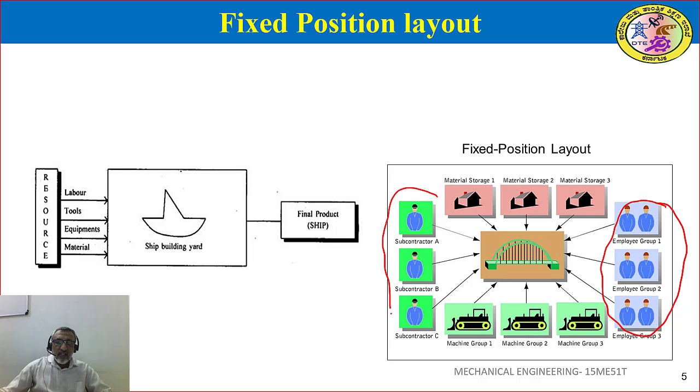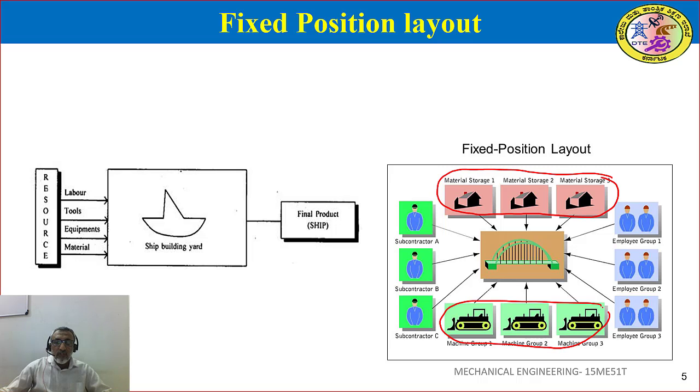Even the contractors, subcontractors, everybody will have to move to the project site. That means the major component which is going to be built is in one place, and everybody else has to move to that place. Similarly, all the materials will have to be stored near the site itself, and all the required machines are to be moved to the site. So everything is moved to the site where the major component remains. This is the fixed position layout.